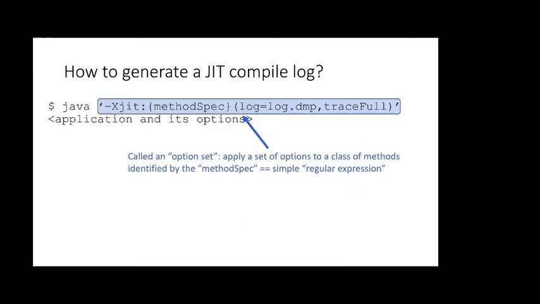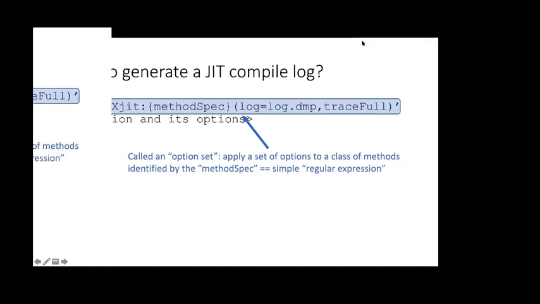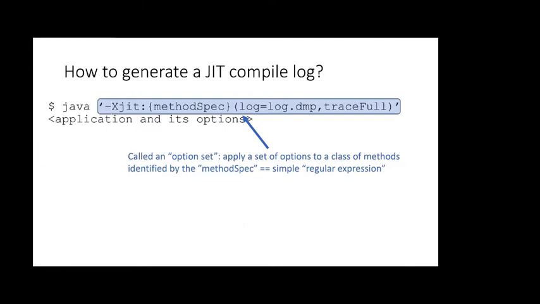So how can we generate a compiler log to tell us what's going on throughout that process? The basic command line option is off of the -Xjit option. I've shown here an example, which uses a method spec, also called an option set, to apply a set of options to a class of methods that's identified by the method spec, which is kind of a simple regular expression.